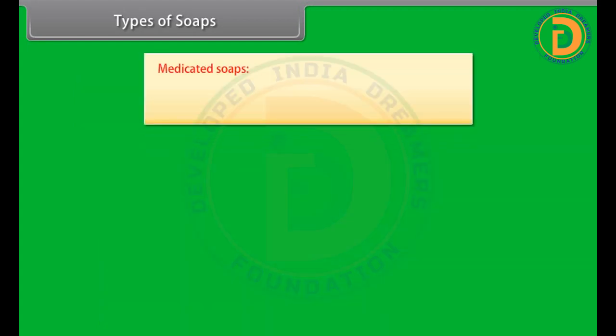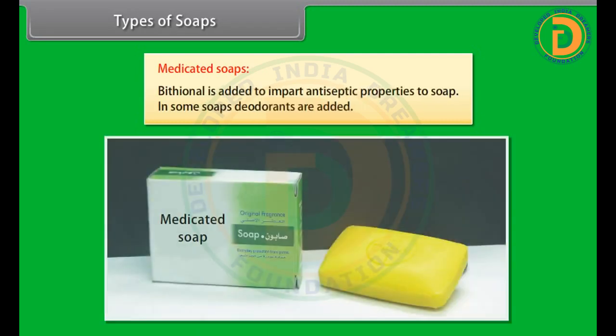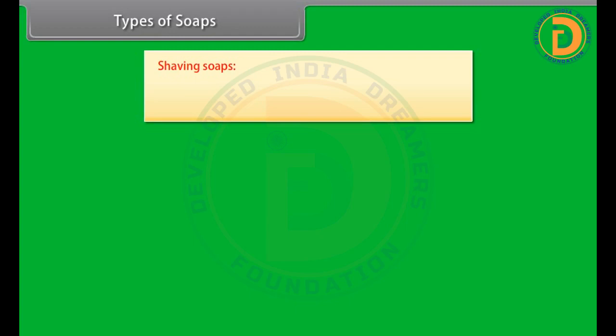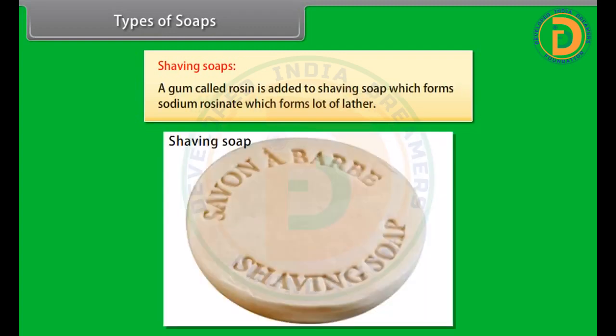Medicated soaps. Bithionol is added to impart antiseptic properties to soap. In some soaps, deodorants are added. Shaving soaps. A gum called rosin is added to shaving soap, which forms sodium rosinate, which forms a lot of lather. Glycerol is also added to them to prevent drying.